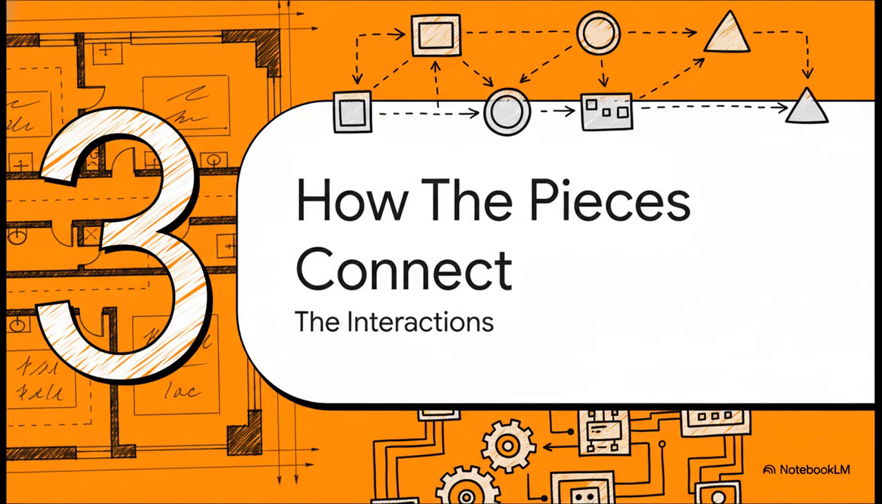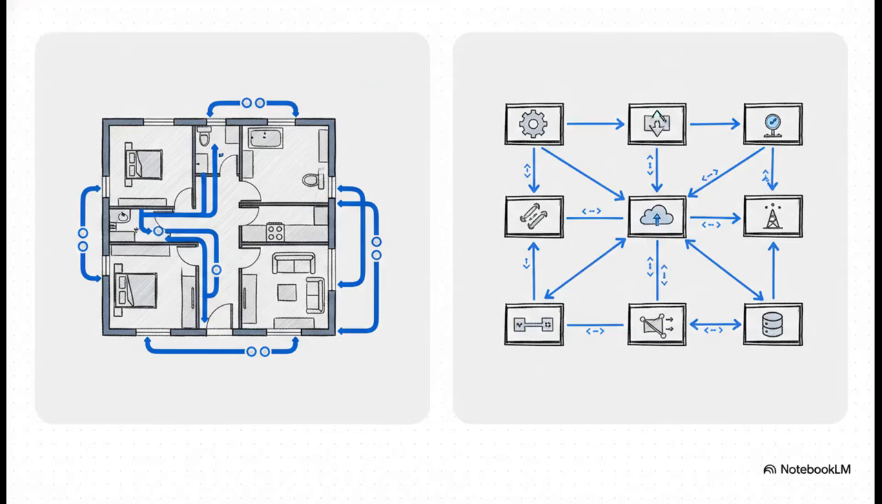But of course, a blueprint isn't just a collection of rooms, which brings us to our second key idea. It's about how those rooms connect. Architecture isn't just about the components, it's about their relationships. And these connections are every bit as important as the pieces themselves.